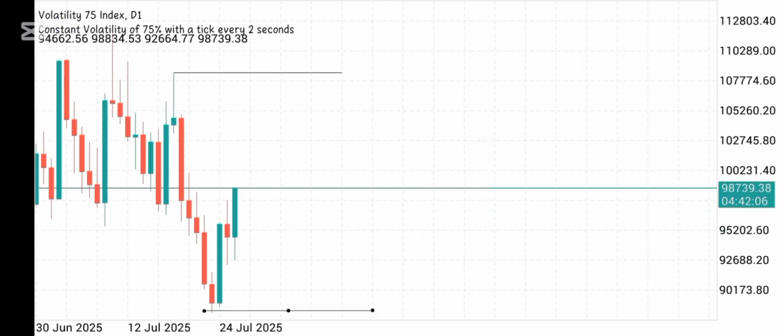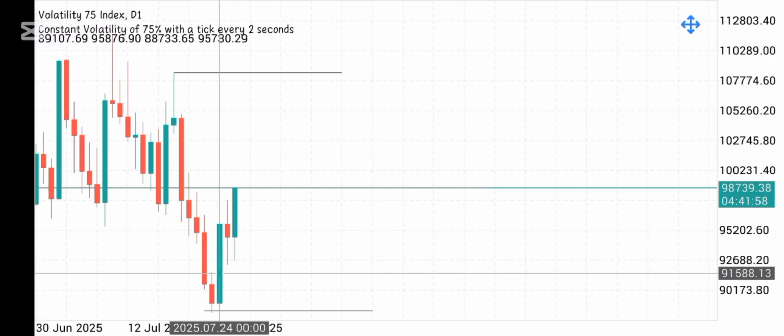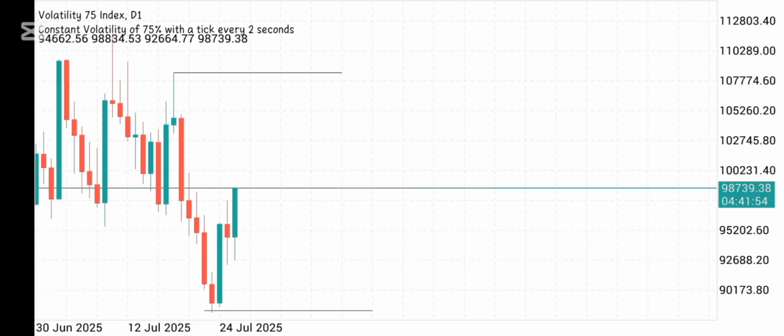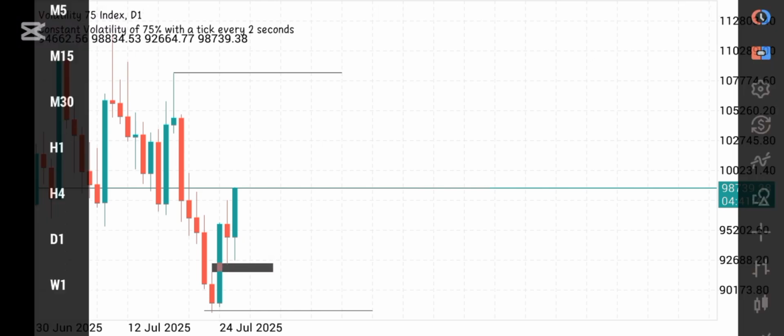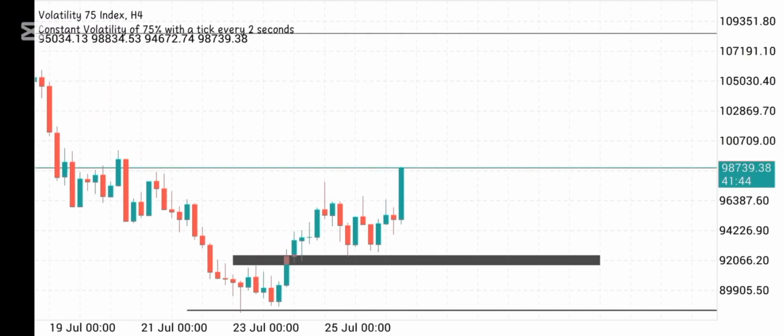Now, having said this, there are little things to consider, and one of them is that there is a fair value gap here. We'll mark this. This is my fair value gap. Then let's move to our 4 hours time frame and look at the things that have happened.